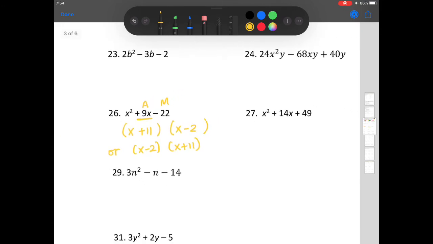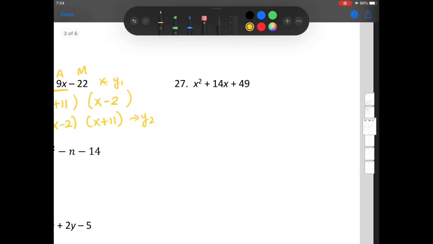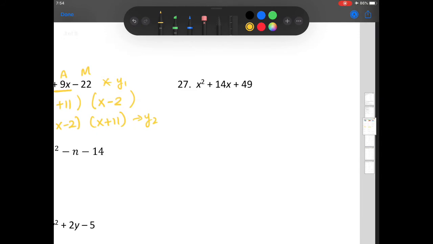And if you're in doubt, again, put this one in y1, put this in y2. And if you get the same answer or the same set of tables, the same graph, then you are good to go. Okay, again, AM method. My leading coefficient is 1. Give me 2 numbers that add to 14 and multiply to 49. So it would be what? X plus 7 and x plus 7, right?